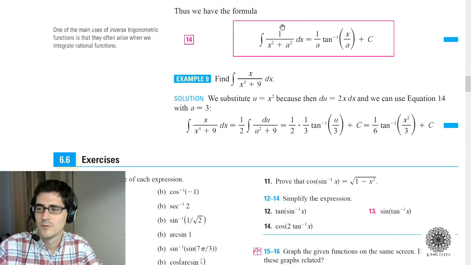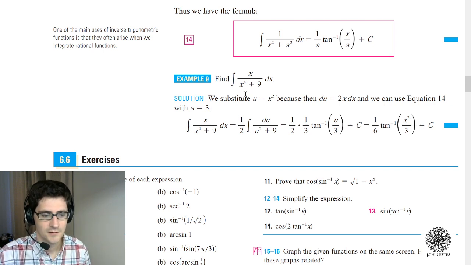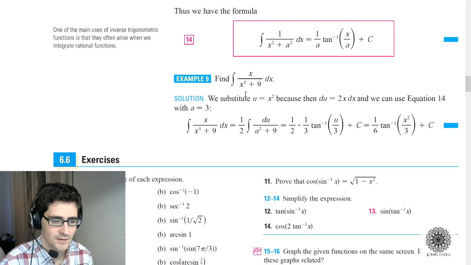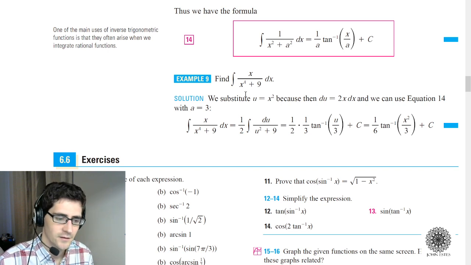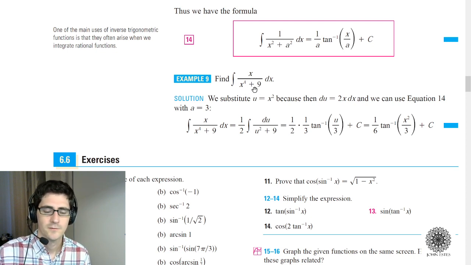We're going to have to use this formula to do it. All right, so here I have x over x to the fourth plus 9 dx. Since there's an x in the numerator, the first thing we would probably try is to let u be x to the fourth plus 9. If u is x to the fourth plus 9, du then is what? 4x cubed? And that's not going to work because I don't have an x cubed, I only have 1 x.